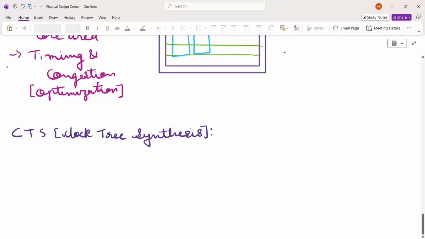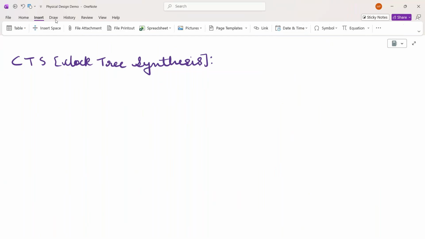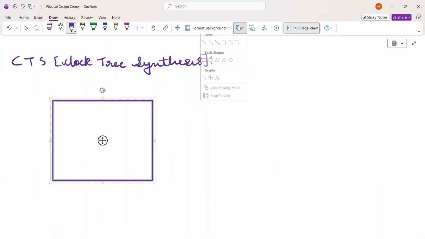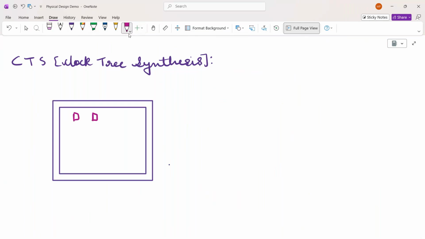Right here, so basically till now, what is happening at this point is that the clock is like this. For example, this is your core and die area. These are your flip-flops which require clock. They are sitting away like this, some are here. This is the port where clock is coming from outside.